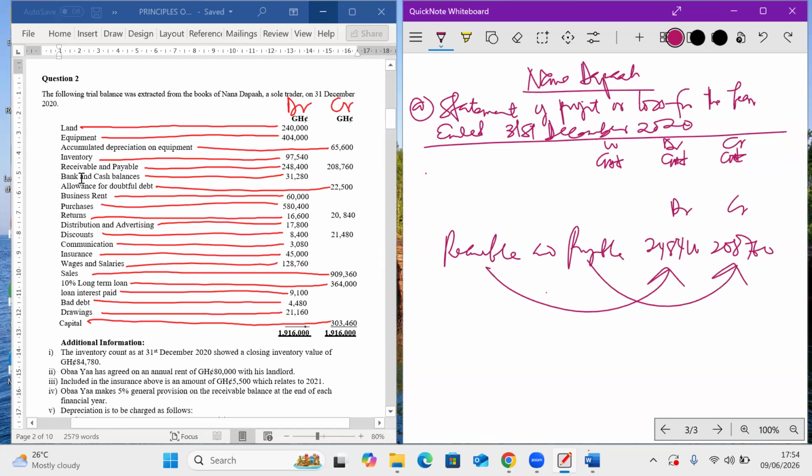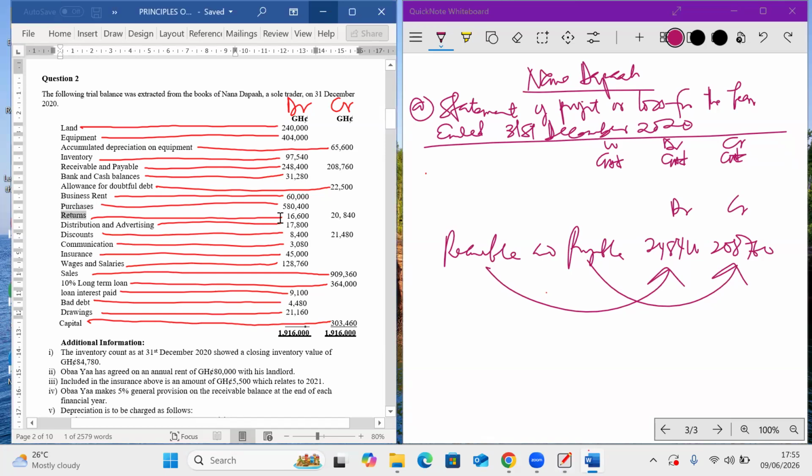Then we make use of the bank and cash is an asset. As I said, receivable is on the debit side, is an asset. Payable is on the credit side, is a liability. We go to purchases, is an asset. It's an expense on the debit side.